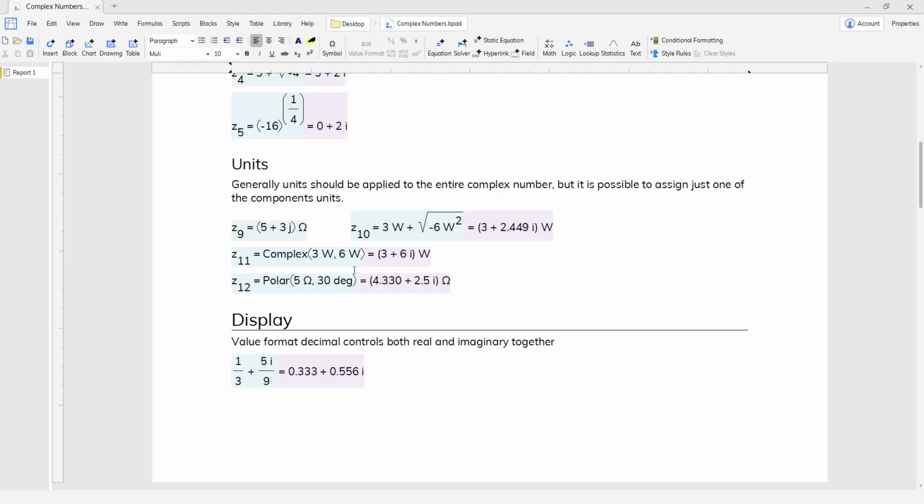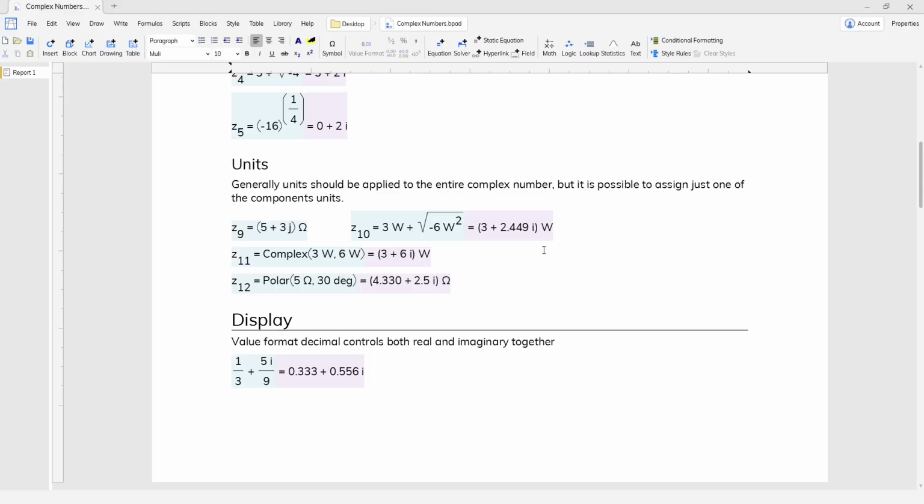Also be mindful of units if you're taking the square root of a negative number, because the units of that negative number will also have that unit math taken care of. So here I have 3 watts plus the square root of -6 watts squared, because when I take the square root of watts squared, then I'll get watts as my result.